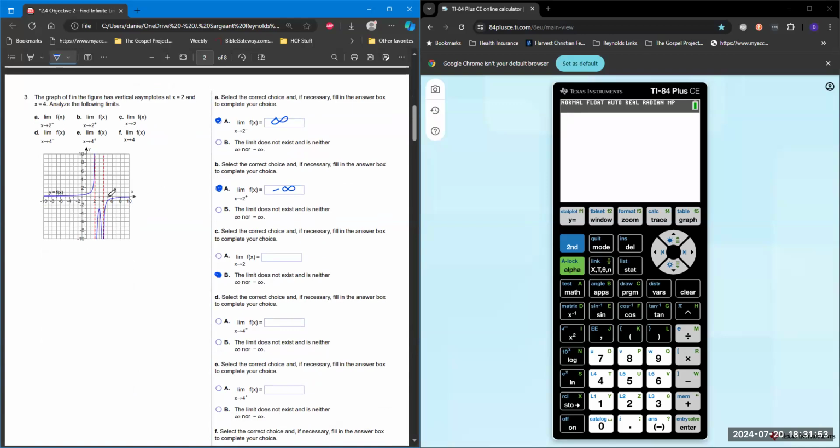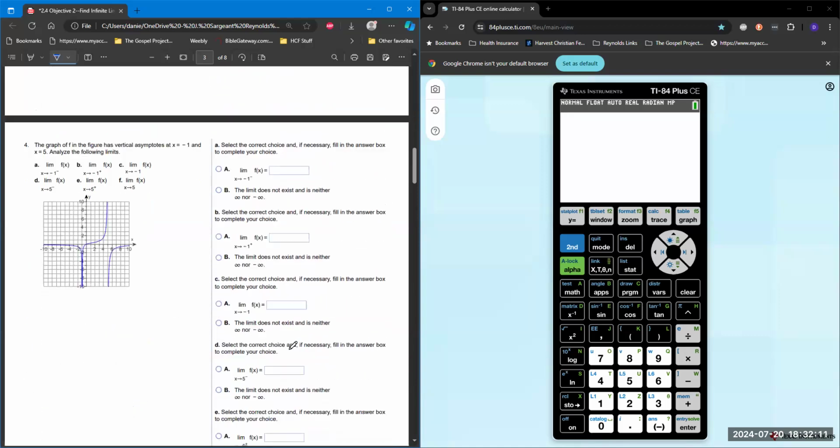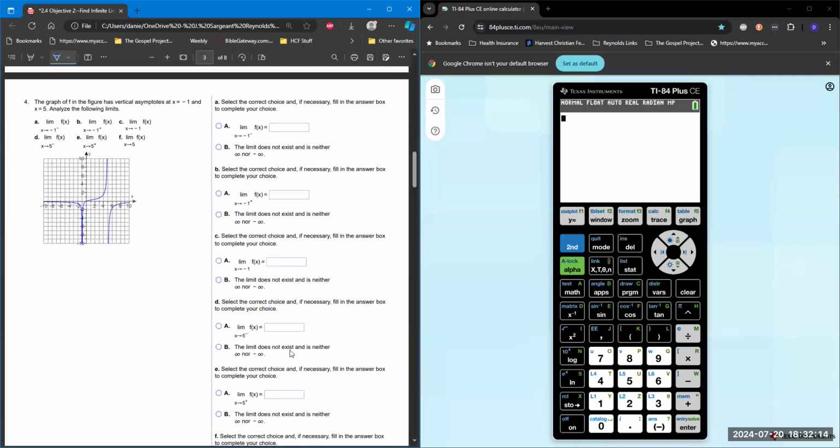Approaching 4 from the left is going to negative infinity. 4 from the right is also going to negative infinity. So we're going to say that the limit there is negative infinity because it's doing the same thing from the left and the right. As I approach -1 from the left, I'm going to negative infinity. As I approach -1 from the right, I'm also going to negative infinity. So that limit is negative infinity.